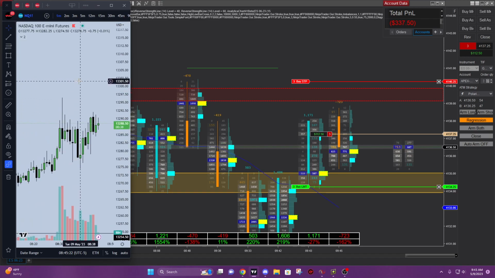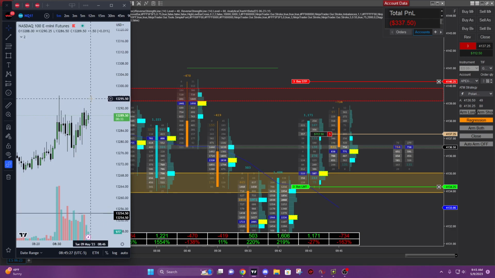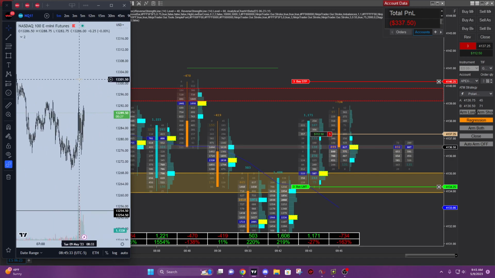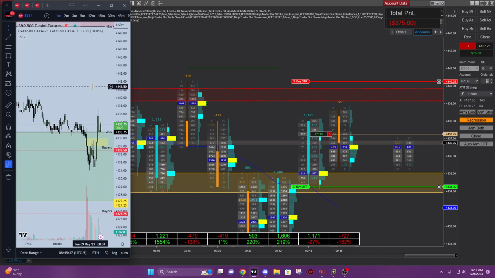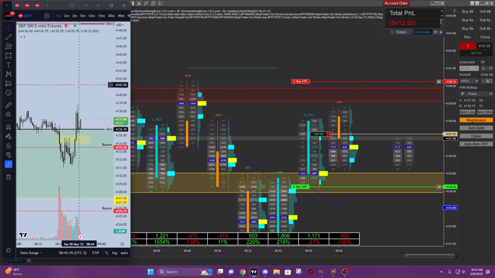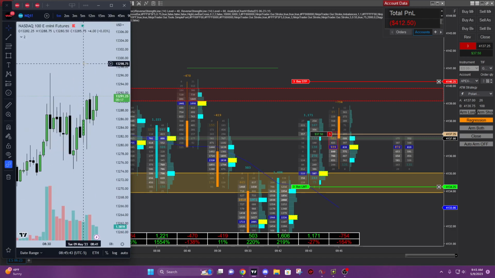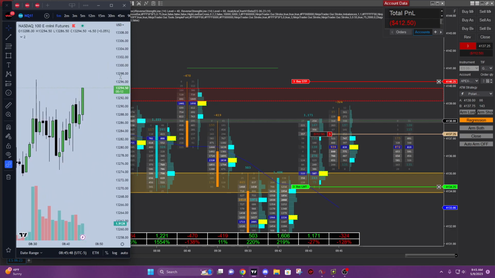I'm just taking a look at NQ as well, because sometimes if NQ is leading the way, ES will follow right behind. And NQ is definitely more bullish right now than ES. So ideally we want NQ to break down. If NQ breaks down, ES should tank pretty hard.